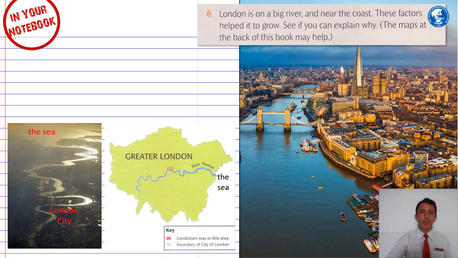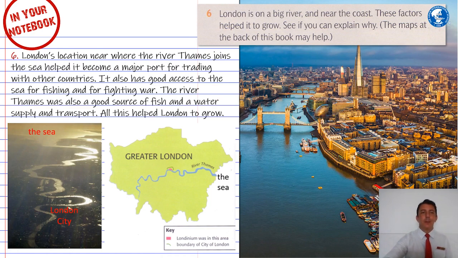Okay, if you finish, we'll check. So London's location near where the River Thames joins the sea helped it become a major port for trading with other countries. It also gave good access to the sea for fishing and also for fighting war. The River Thames was also a good source of fish and a water supply and transport. All of this helped London to grow. So the River Thames and its proximity to the sea were very important in helping London to grow and develop.